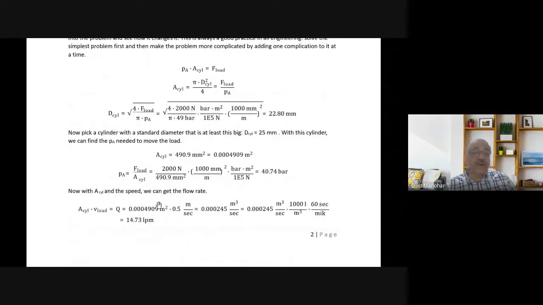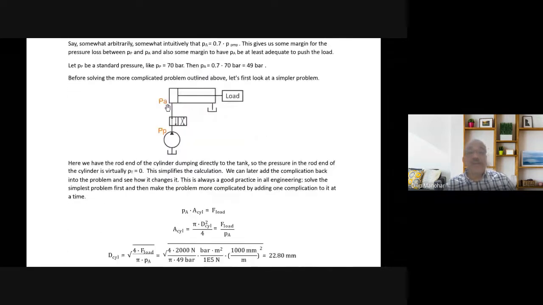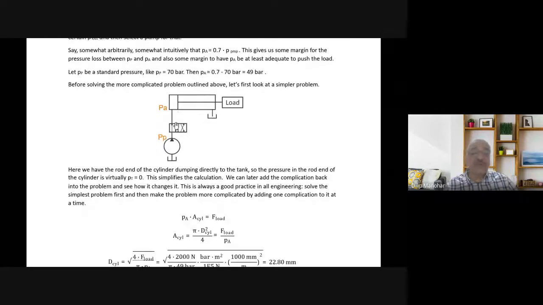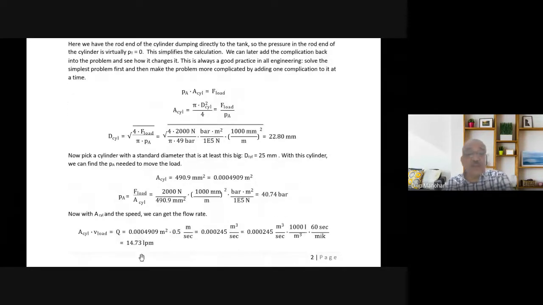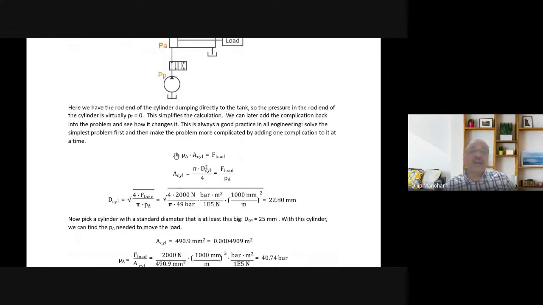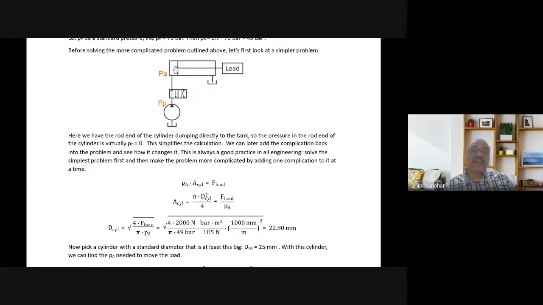That is equal to area of cylinder into velocity of the load, which is nothing but the fluid entering at the A end. That means QA. So QA is nothing but velocity of load into area of cylinder. We know area of cylinder, and we know velocity of load, 0.5 meters per second. We calculate, in proper units, it comes to 14.73 liters per minute. So we say here we require 14.73 liters per minute as a flow at A.